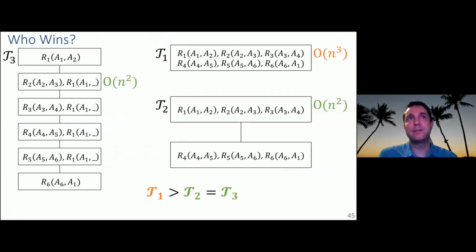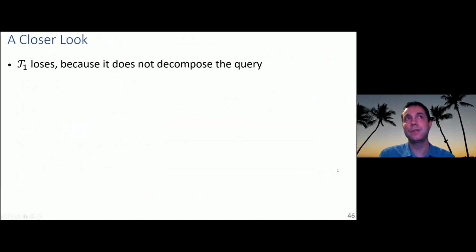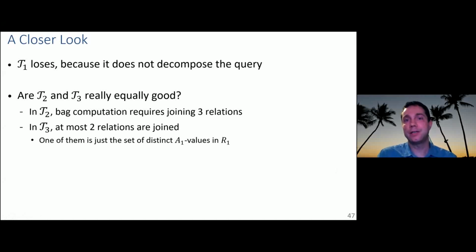So who wins? In this case, we know that T1 has a bag size of n cubed, T2 and T3 have a bag size of n squared, and so T2 and T3 are kind of equally good, and T1 definitely loses out. Notice that T1 is a special case where essentially we use the worst case optimal join directly on the query without any decomposition. So T1 loses because we do not really decompose, but between T2 and T3, are they really the same? If we look closely, it seems that T2 is not as good because it is joining 3 full relations in each of these bags, while T3 is only joining 2 relations per bag, and the second relation is only the A1 values of relation R1. So that suggests there's some difference between them.